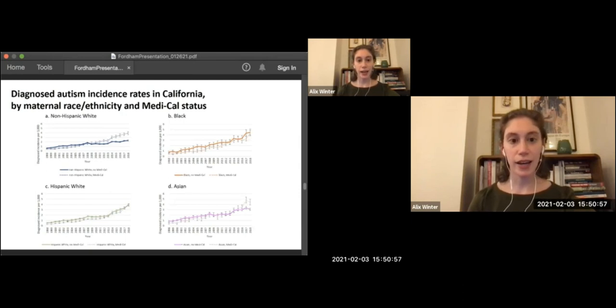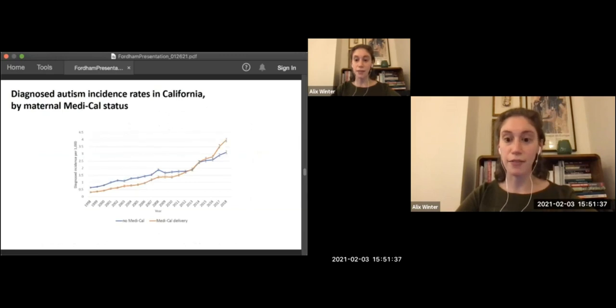So from 1998 through 2008, diagnosed autism incidence rose basically for all racial ethnic groups, regardless of Medi-Cal status. But after 2008, if we focus on the top left graph, incidence rates decreased and then rose at a slower rate among children of higher SES white mothers, who are represented by the solid blue line, while increasing steadily throughout the period among children of lower SES white mothers, represented by the dotted blue line. And so this resulted in an SES reversal for children of white mothers, similar to the graph that we just looked at for the full population.